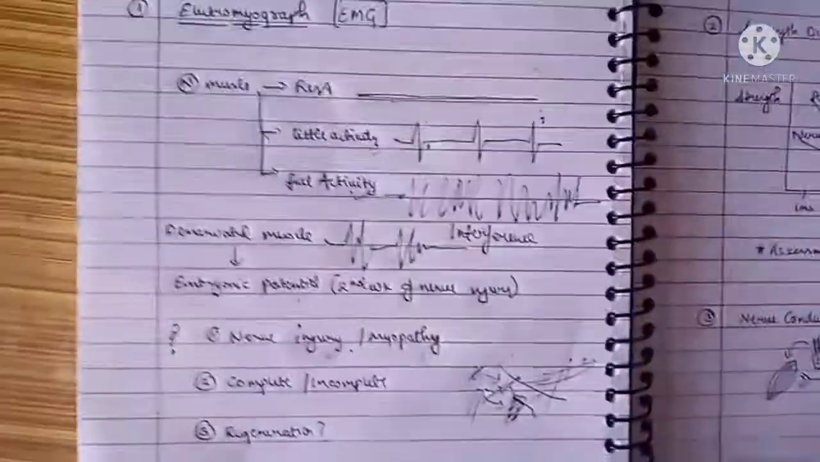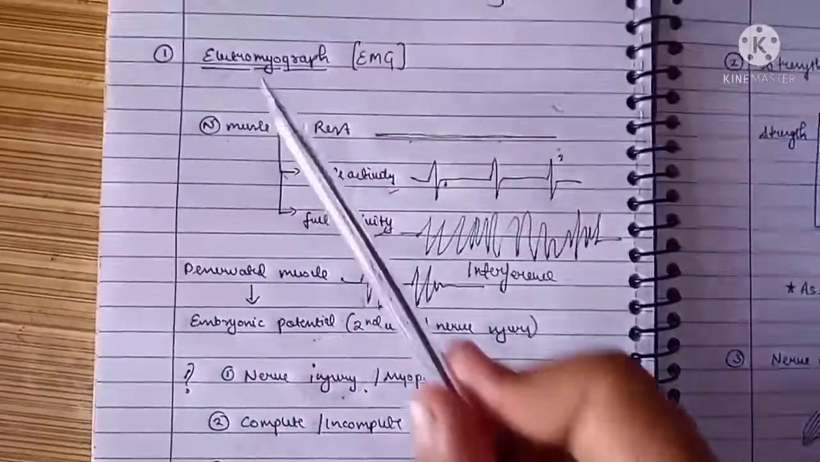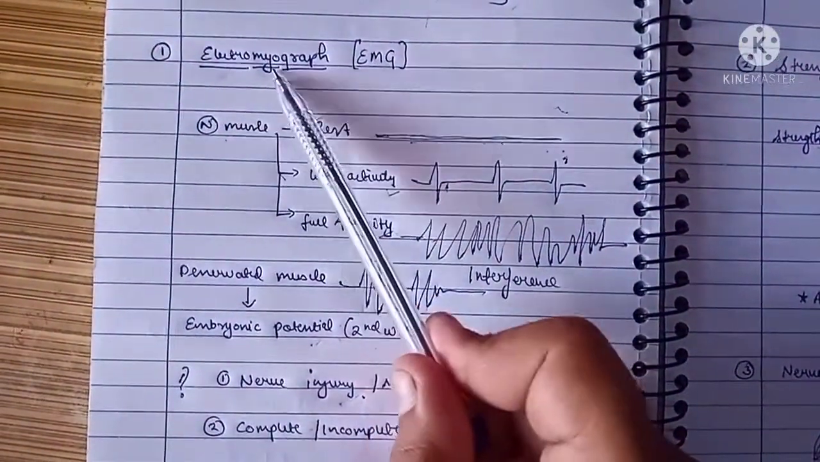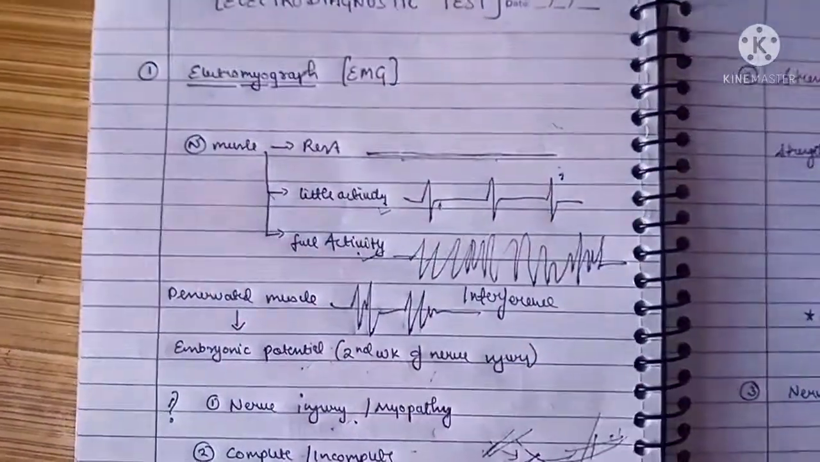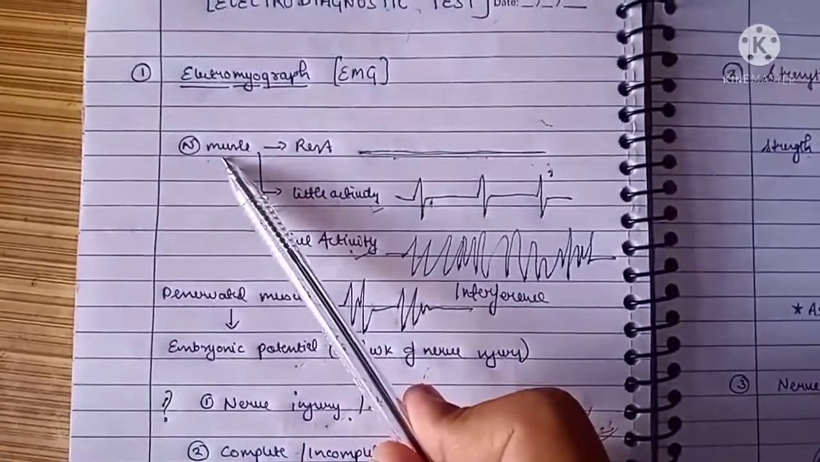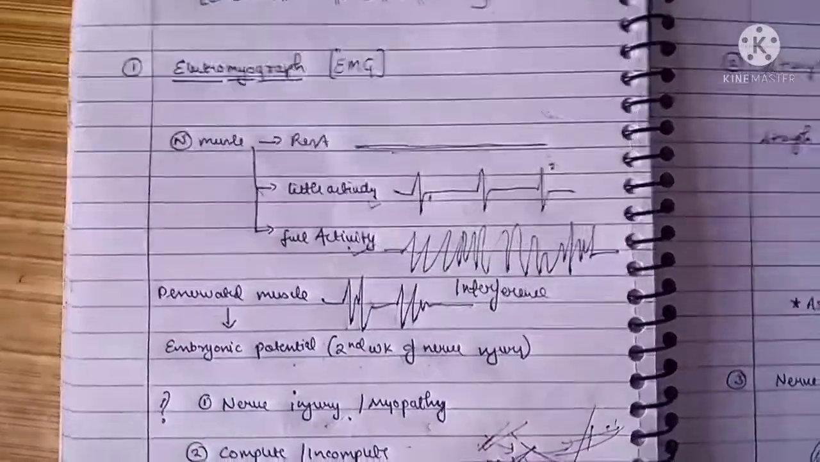The first one of them, and an important one, is electromyography, that is EMG. As the name suggests, electro, the electrical activity of the myo, that is muscle, plotted in the form of a graph, is going to help us. Normally the muscle at rest has no electrical activity, so it will be a plain graph.